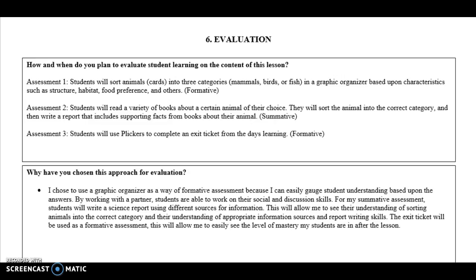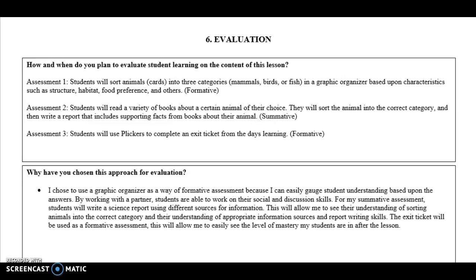For my summative assessment, students will write a science report using different sources for information. This will allow me to see their understanding of sorting animals into the correct category and their understanding of appropriate information sources and report writing skills. In my lesson plan, I've chosen to widen the sources that students can use, from books to having magazine articles or websites, even using videos to help gather their information.